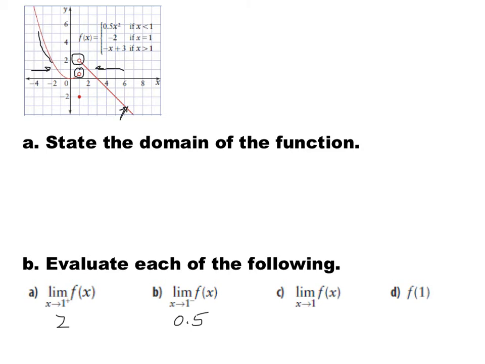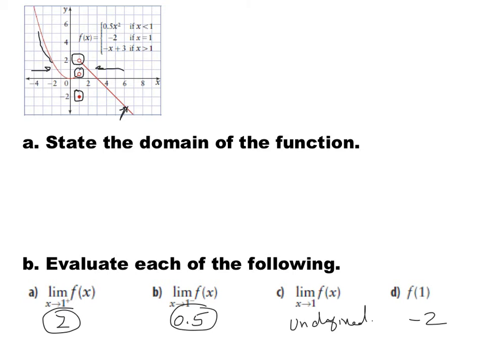Now the question is, what is the limit of the function when x goes to 1? Since when x goes to 1, the left and right limits are not equal. This is 0.5, this is 2. We say that this is undefined. What is the value of the function at 1? The value of the function at 1 is here, which is negative 2.